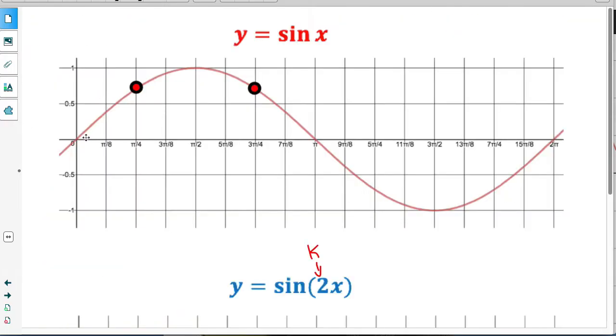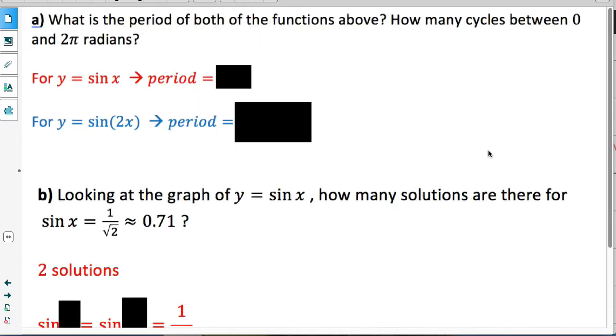Well, the sine x function, the period of it, remember period is the horizontal length of one cycle. The horizontal length of this one cycle is 2 pi. So for sine x, the period is 2 pi. Therefore, it completes one full cycle between 0 and 2 pi. So one cycle.